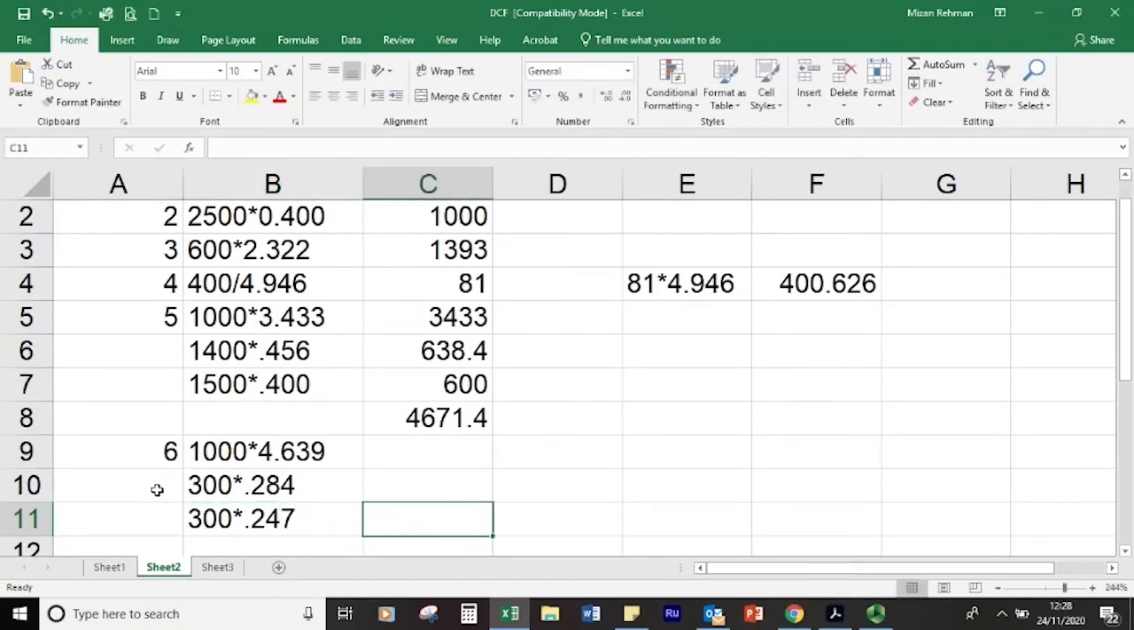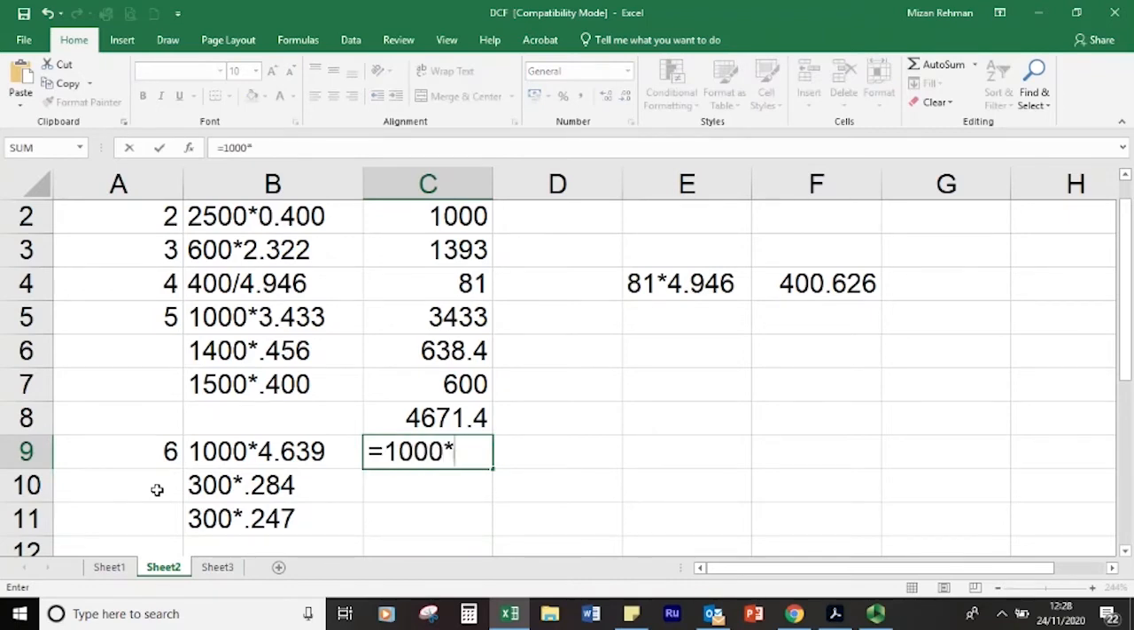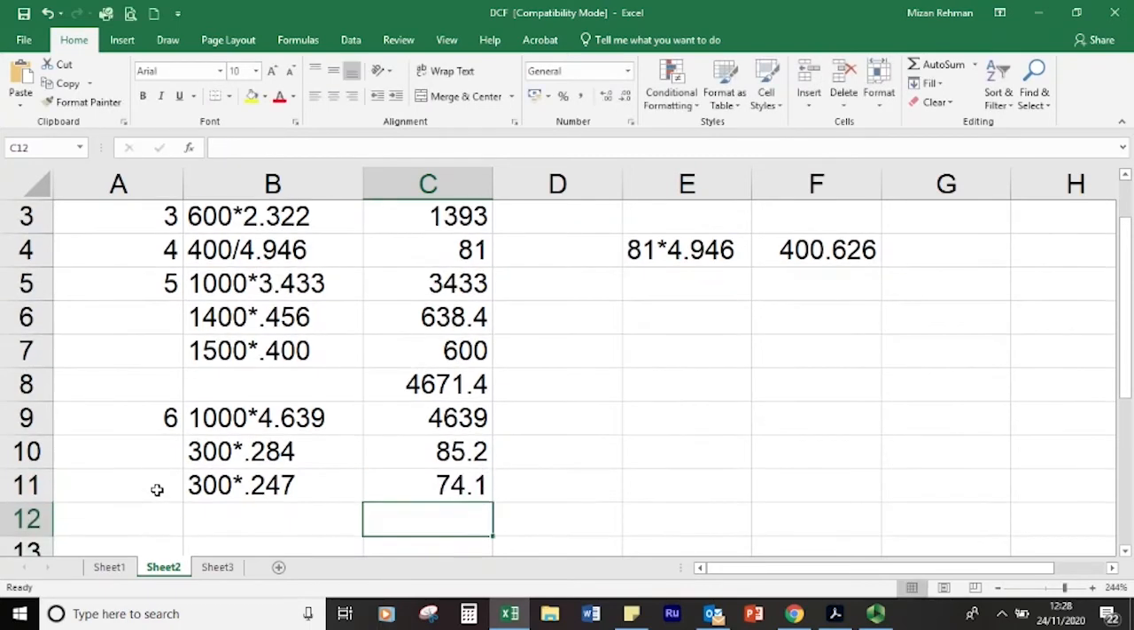Let's solve these values now. 1000 times 4.639, 300 times 0.284, and 300 times 0.247. So to get the total expense of this lease for 10 years, I'll add this up.